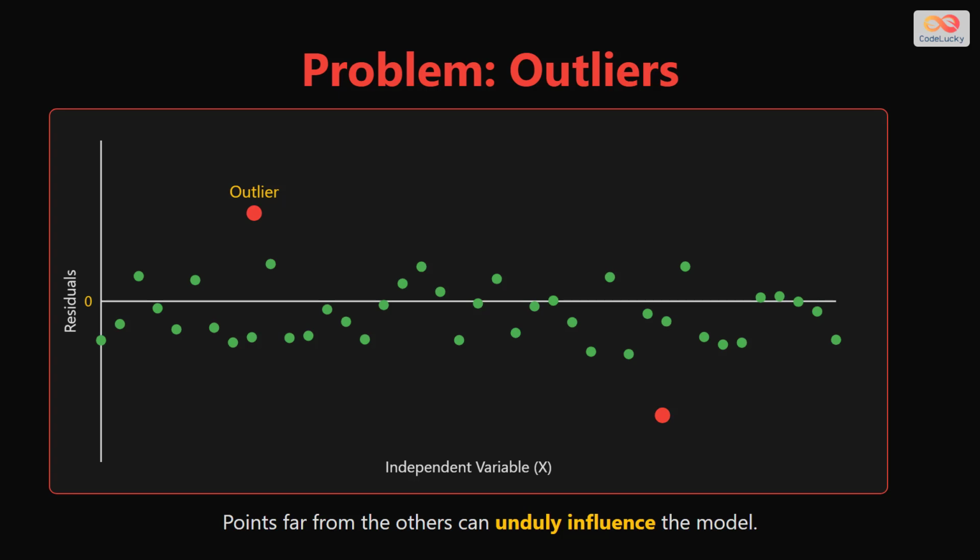You should also look for individual points that are very far from the rest of the data. These are outliers. Because they represent large errors, these points can have a strong influence on the model, pulling the fit towards them. This can distort the overall model and make it less accurate for the majority of the data.